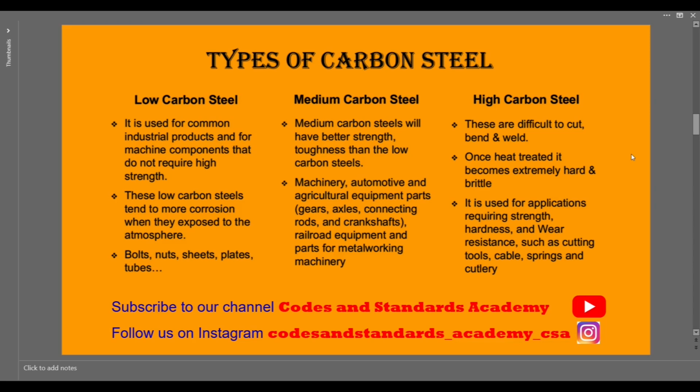And finally, the high carbon steel. These are difficult to weld, cut, and bend. Once heat treated, this carbon steel becomes extremely hard and brittle. The applications of high carbon steel include cutting tools, drill bits, cutleries, etc.